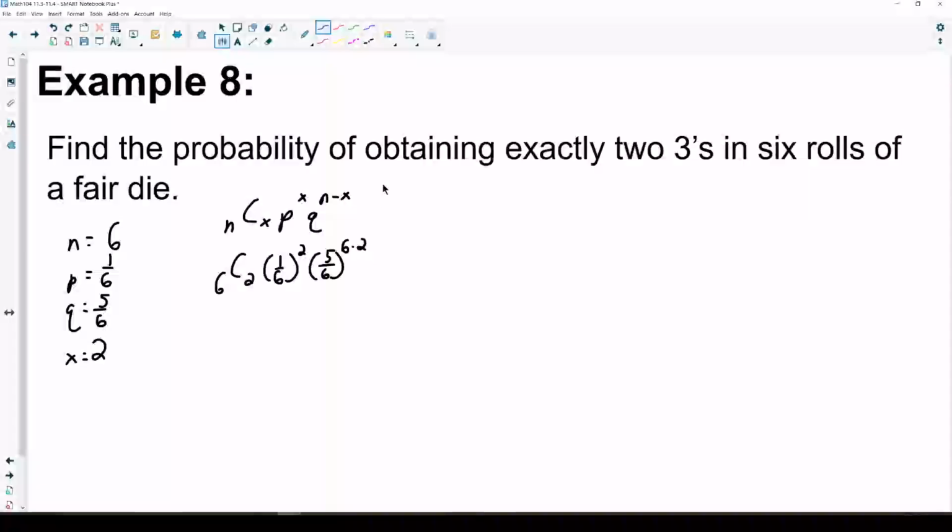My handy dandy scientific calculator tells me that 6 choose 2 is 15. 1/6 squared is going to be 1 over 36, again squaring both the top and the bottom. Over here, 6 minus 2 is 4. And let me just do a quick little math. 5 to the 4th is 625. 6 to the 4th, oop, that again, 6 to the 4th is going to be 1296.